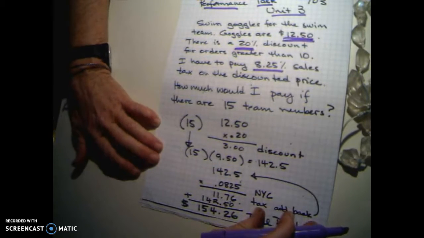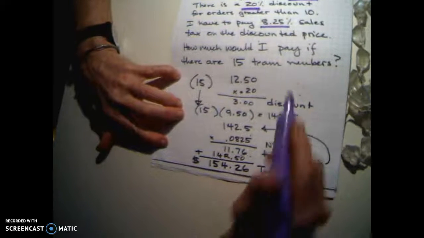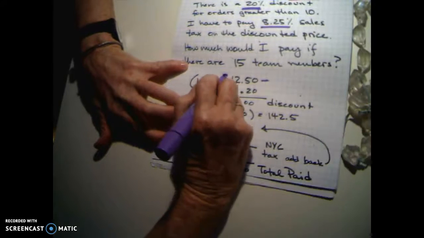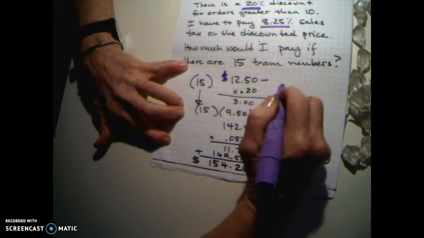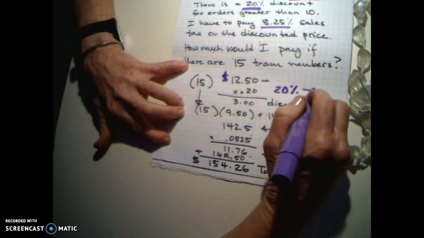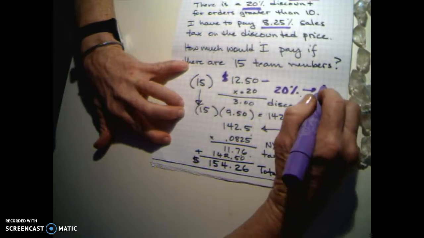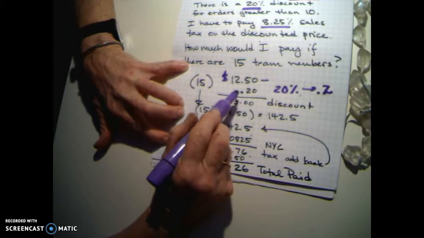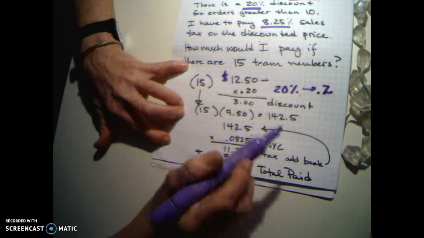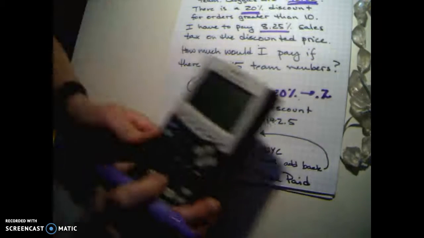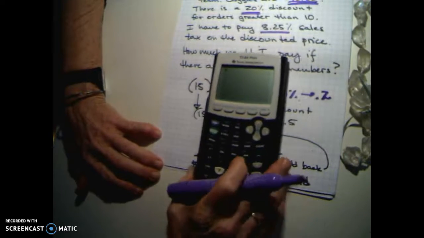Here are the steps that you need to take in order to figure out how much you're going to pay. The first thing I do is I take the price of each goggle, which is $12.50. I multiply it. They said my discount was 20%. So I know I have to change that to a decimal. That's pretty easy. 20% is just 0.2. So I take 0.2, I multiply it by $12.50, and I get $3. So you can do that on your calculator. Let's just make sure we know how to do that.